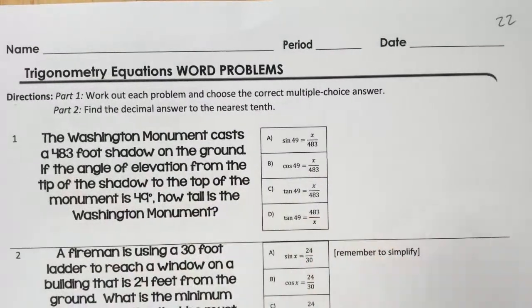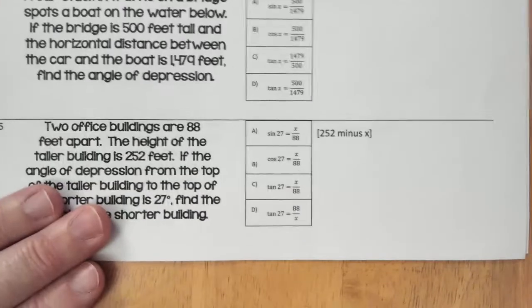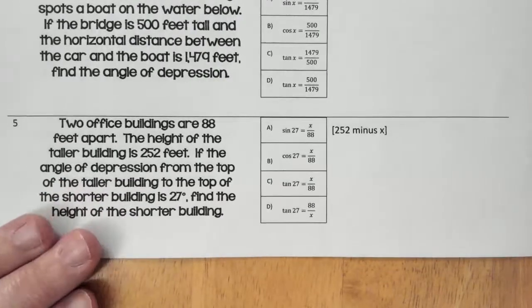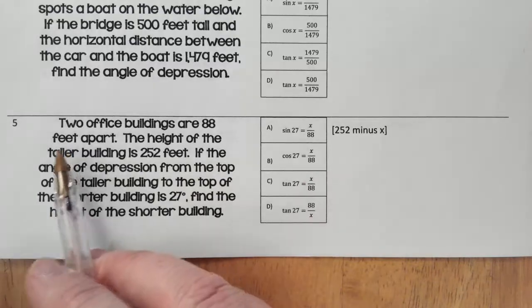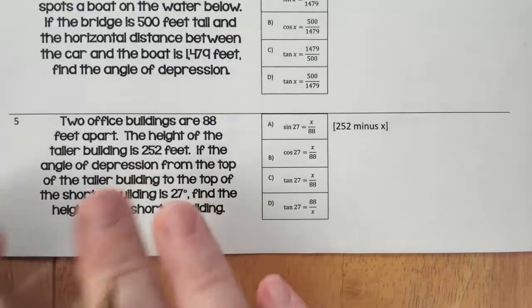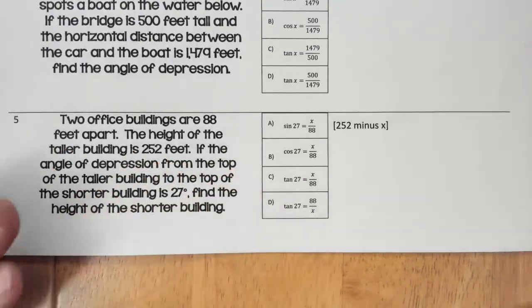Okay, so we're going to go straight to page 22, and we're going to go down to number 5 because that's the harder one. So let's go ahead and go down to number 5. So this is just reading what they're talking about. So all we have to do is take this and make a picture of what they want.